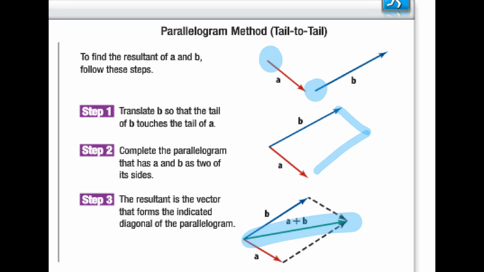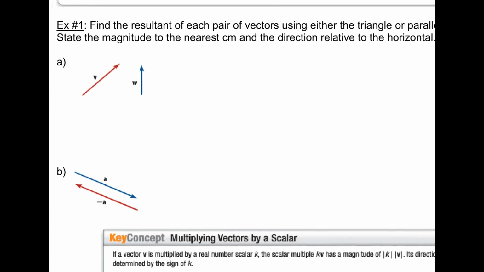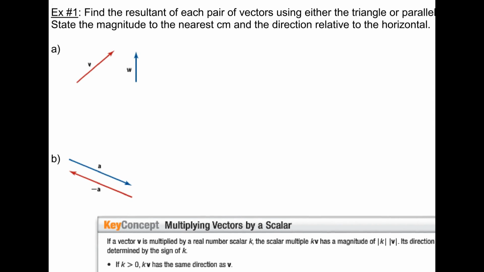Can I do the example to explain it? Because it's better than just talking about it. Doing an example, I think you'll get it. Example 1. Find the resultant of each pair of vectors using either the triangle or parallelogram method. State the magnitude to the nearest centimeter and direction relative to the horizontal.